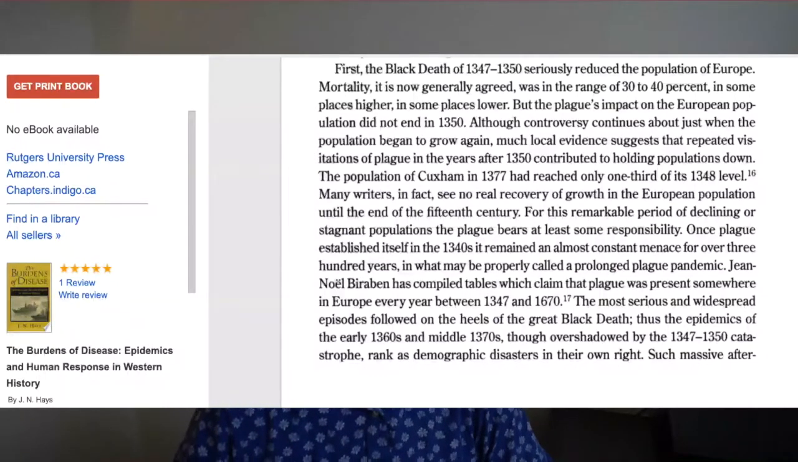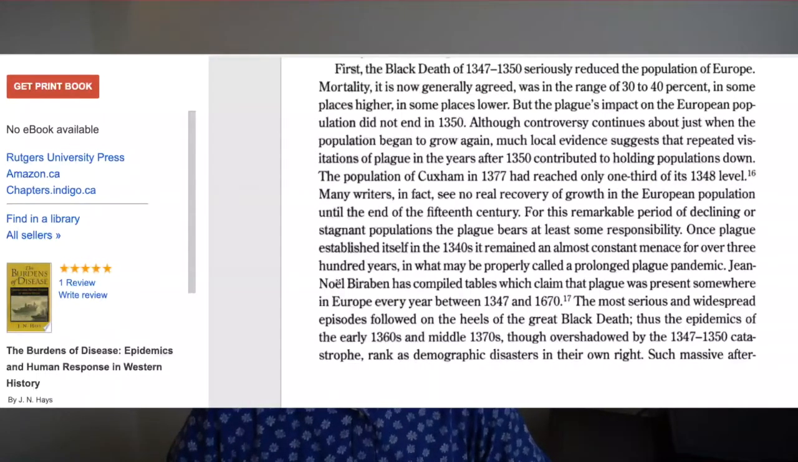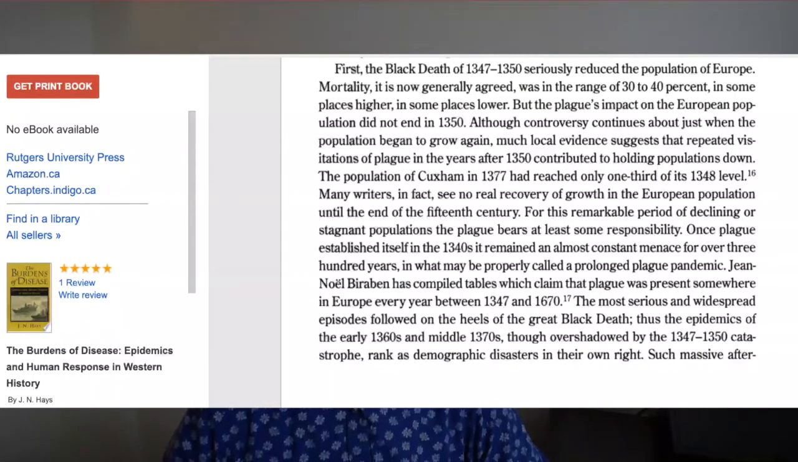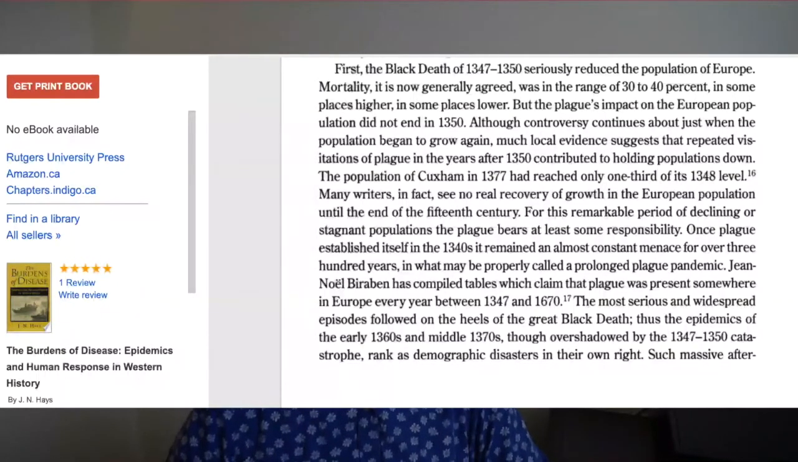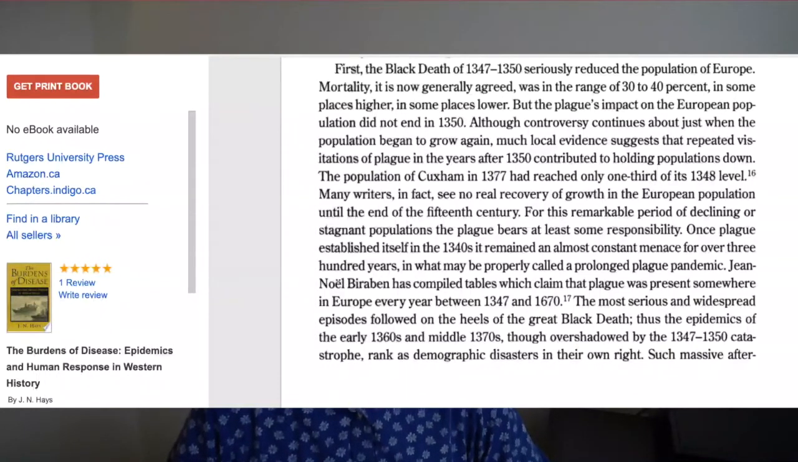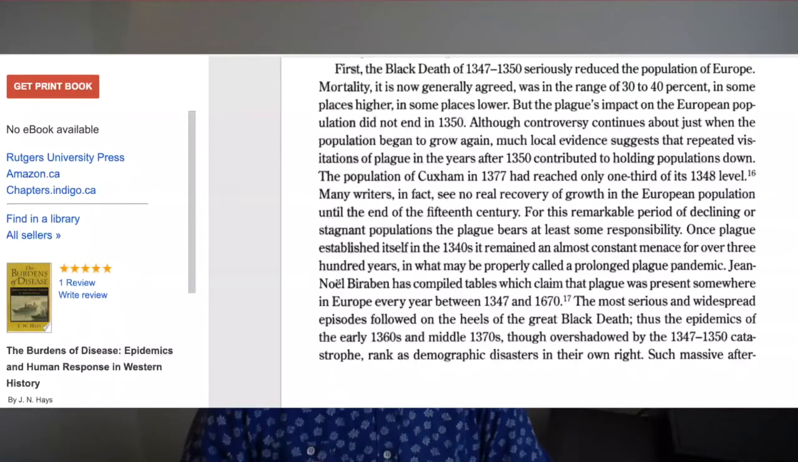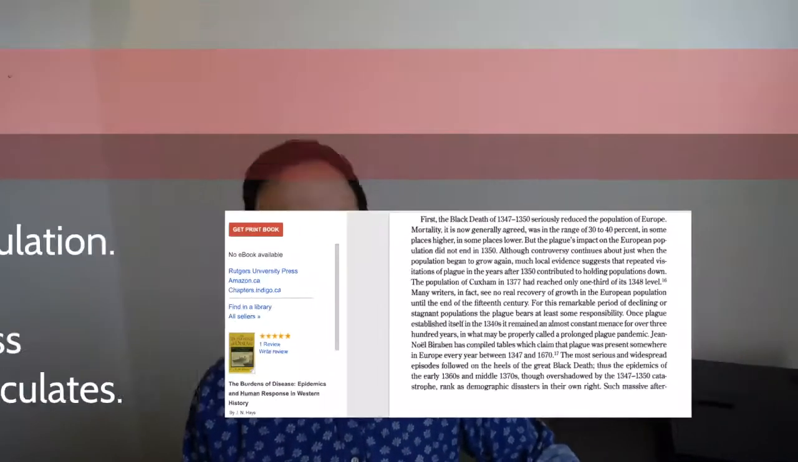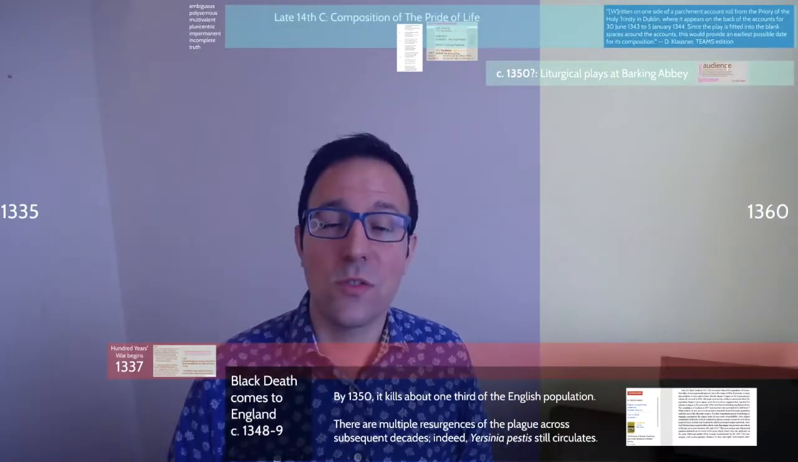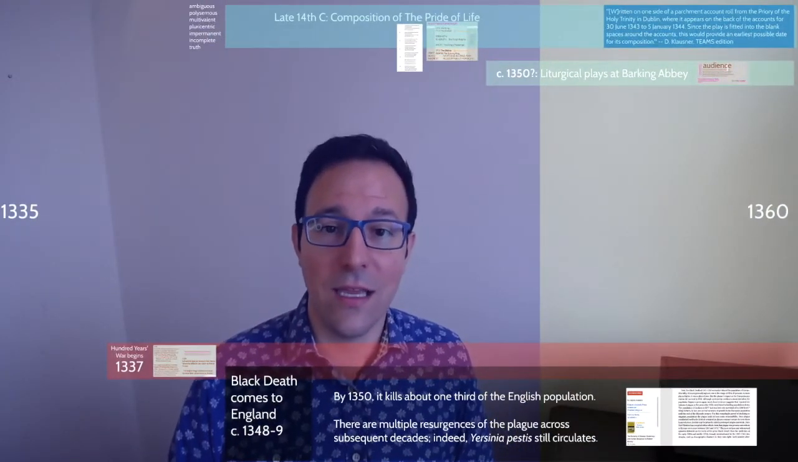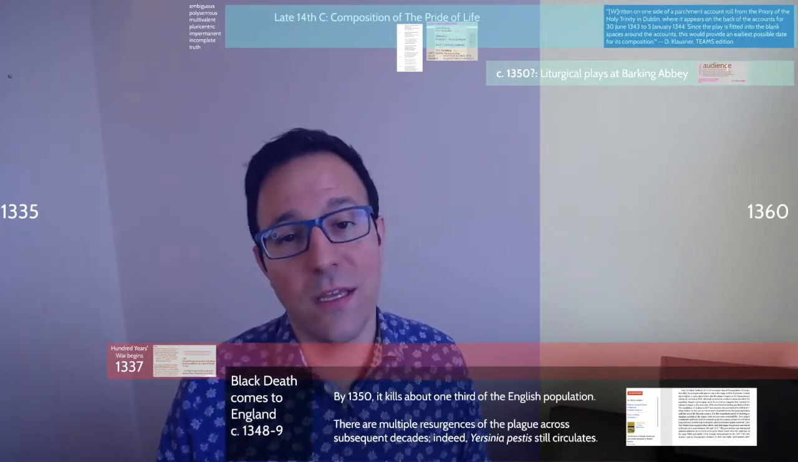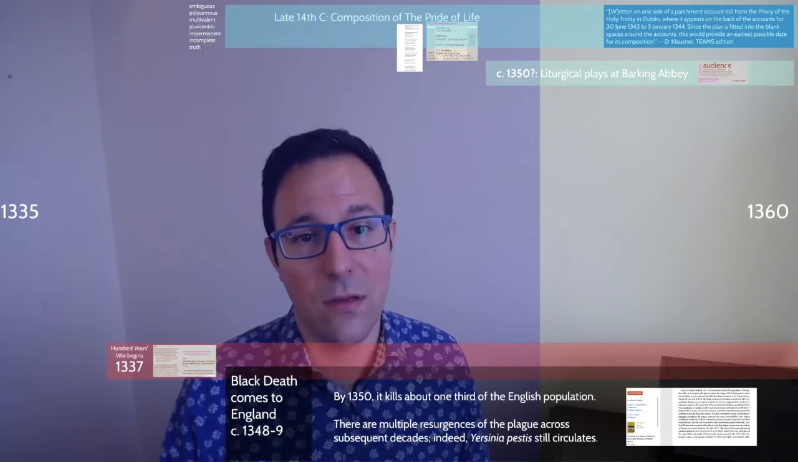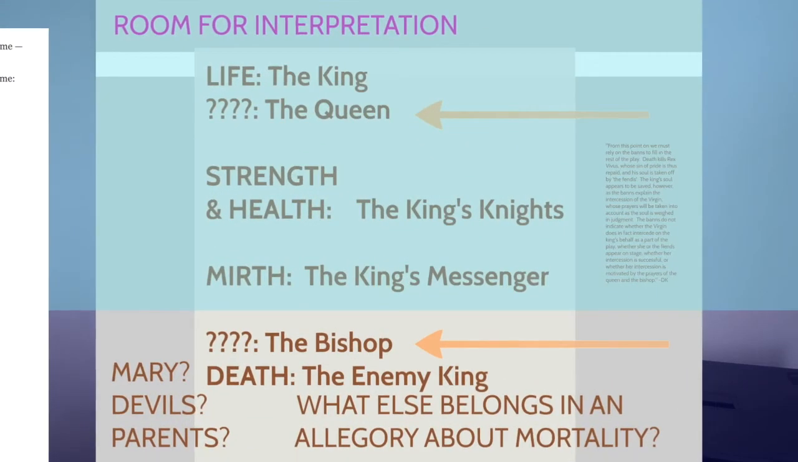Jean-Noël Biraben has compiled tables which claim that plague was present somewhere in Europe every year between 1347 and 1670. The most serious and widespread episodes followed on the heels of the Great Black Death. Thus, the epidemics of the early 1360s and middle 1370s, though overshadowed by the 1347 to 50 catastrophe, ranked as demographic disasters in their own right. So this is one of those few historical events that I can say must affect our reading of plays, particularly English plays about mortality. The Pride of Life still leaves a lot of room for interpretation.